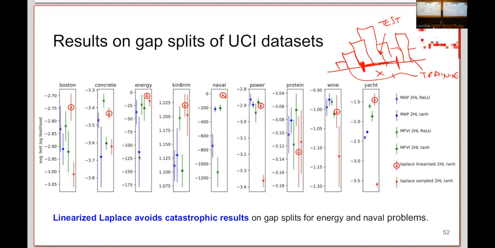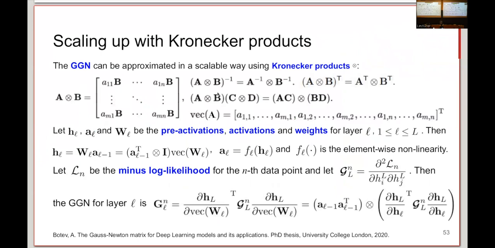And in this other data set, I think Naval is more or less the same. You have here minus 800 or whatever. And the linearized Laplace is actually quite robust. In those problems where the other methods fail catastrophically, it's actually giving you good results. And it shows that in regions where there is not much data, it's giving you high uncertainty values, which is what you want. Cool. So that was some analysis of how this works in practice.